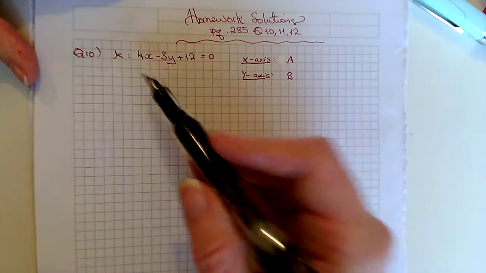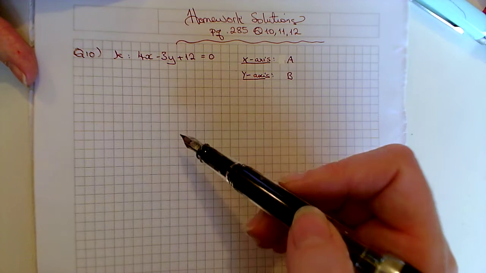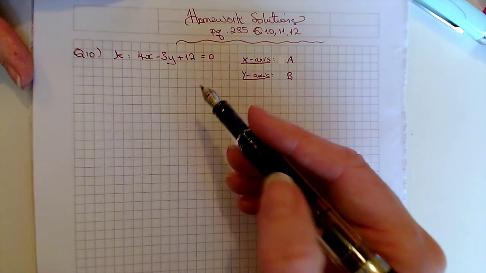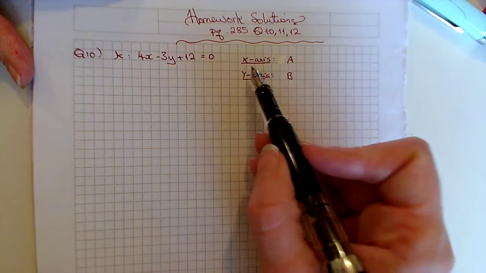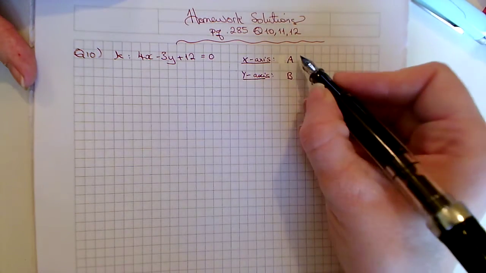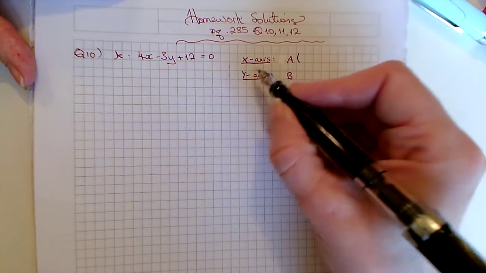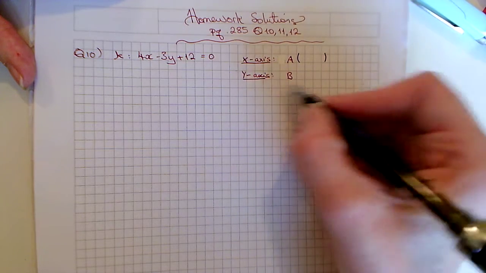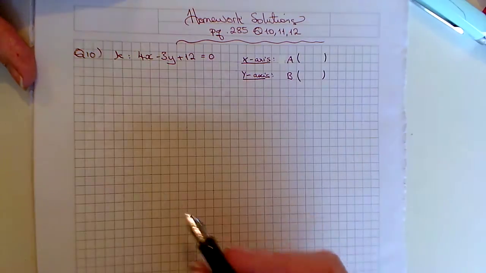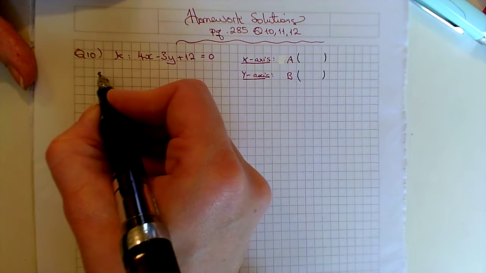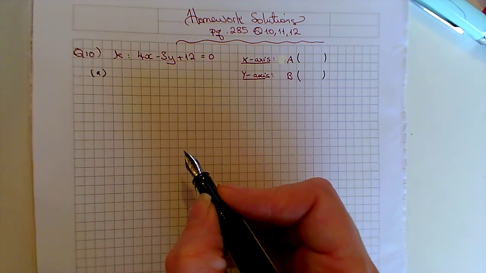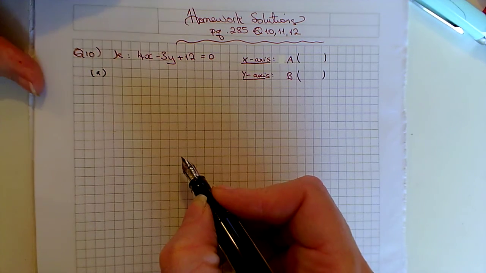We're told that k is the line 4x minus 3y plus 12 equal to 0, and we're also told that it intersects the x-axis at the point A, and the y-axis at the point B. And so the first thing we're asked to do is to find those coordinates of A and B.